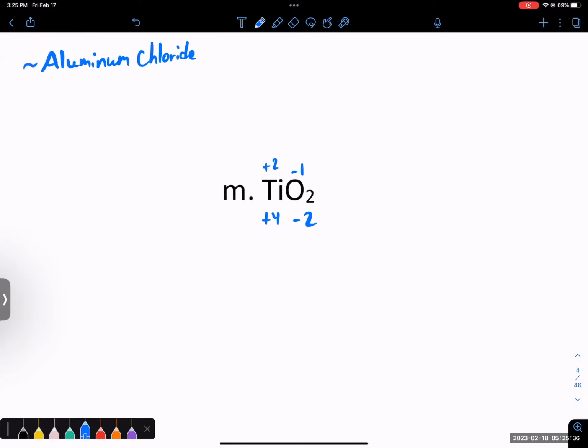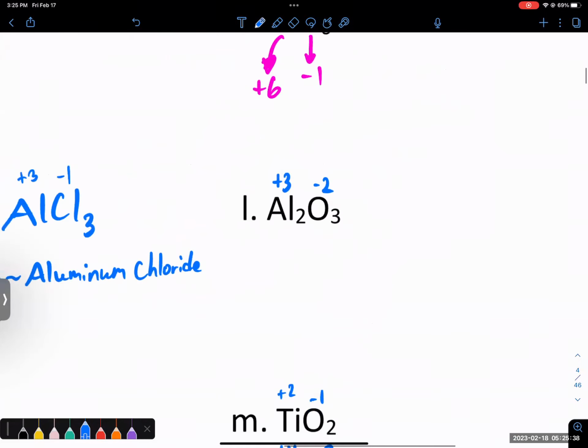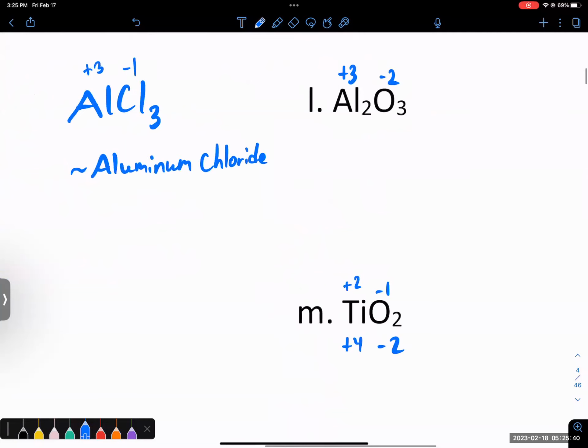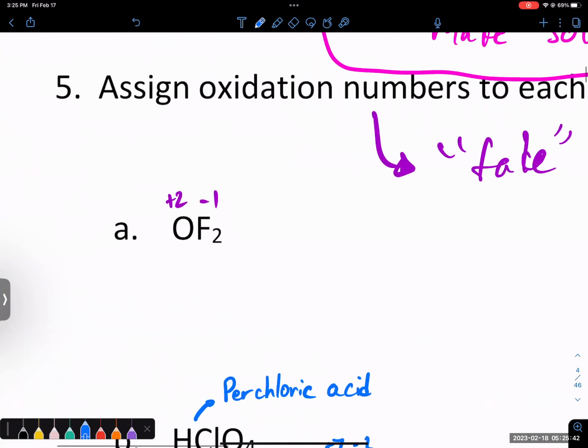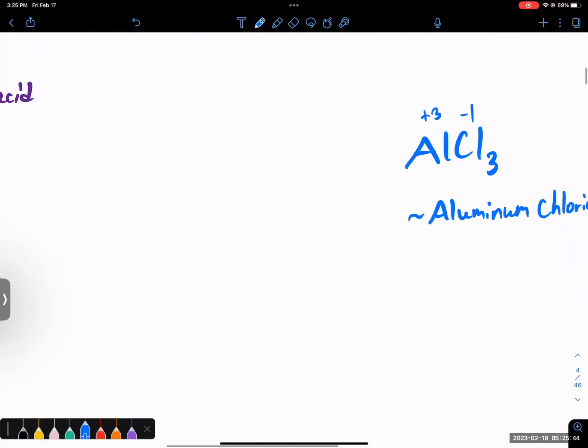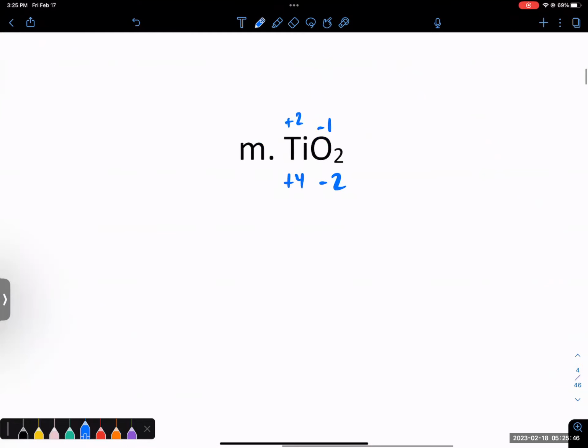Basically the point I was trying to get at is oxygen's always -2 except when bonded to fluorine, as you see in this case, or as a peroxide, where it's -1. And hydrogen, obviously +1 normally, but when bonded in metals, it's -1.